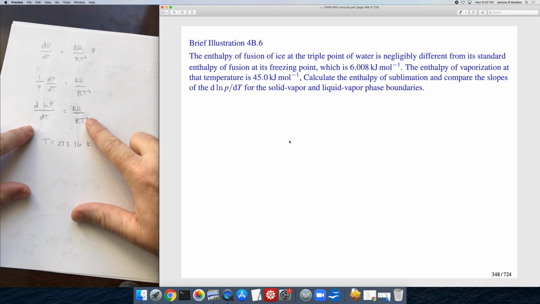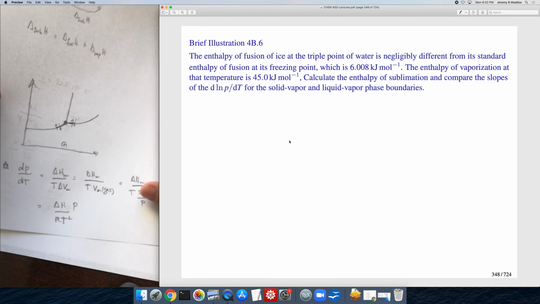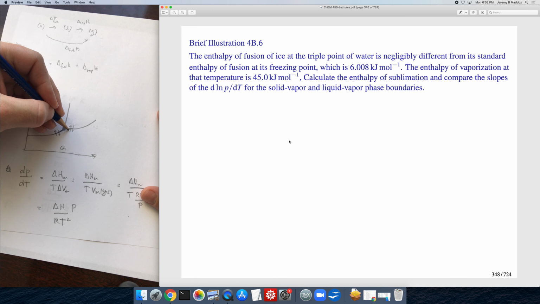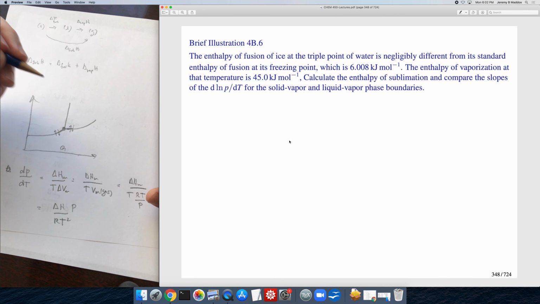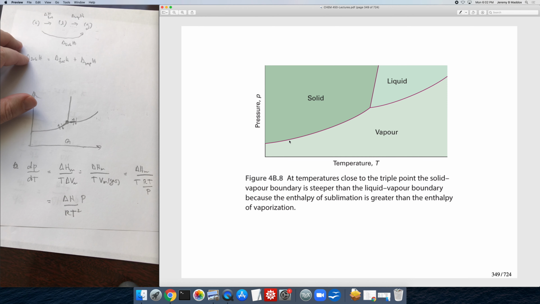And so by evaluating this, it's going to tell you what the slopes are right in the vicinity of the triple point. And they're not going to be the same. Oh, well, here's an even better diagram. So calculating the slope right here and right here.